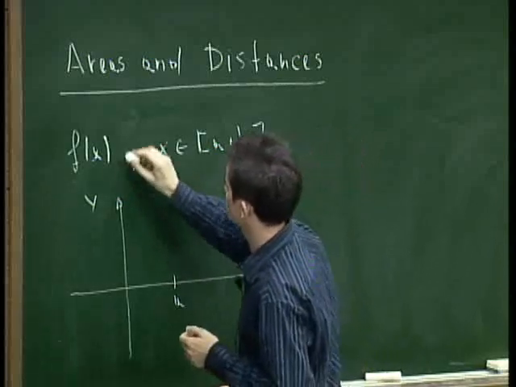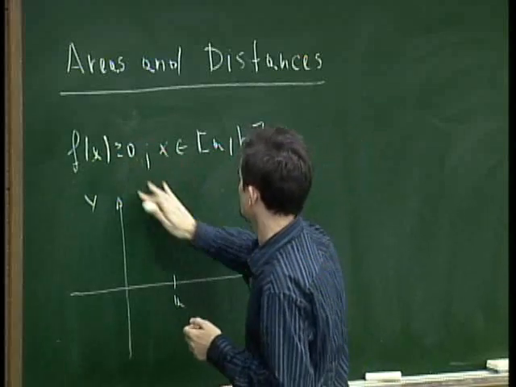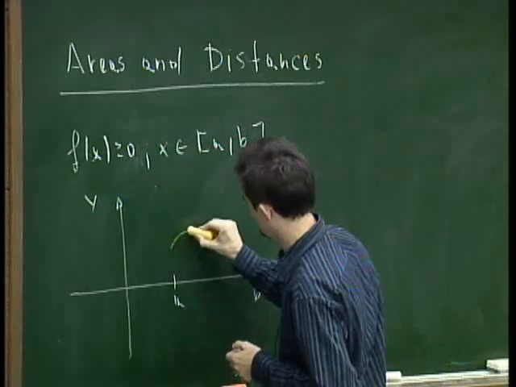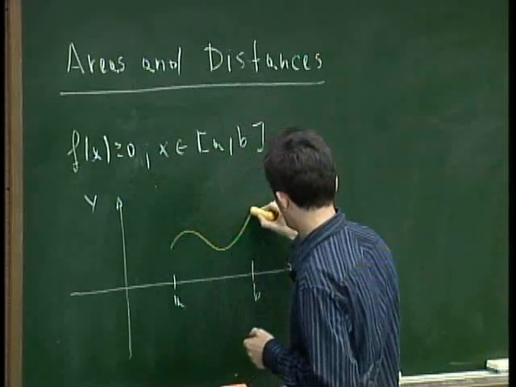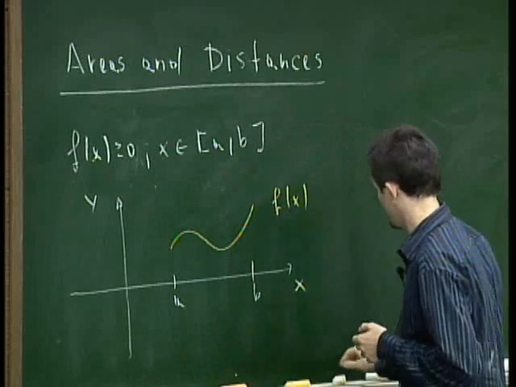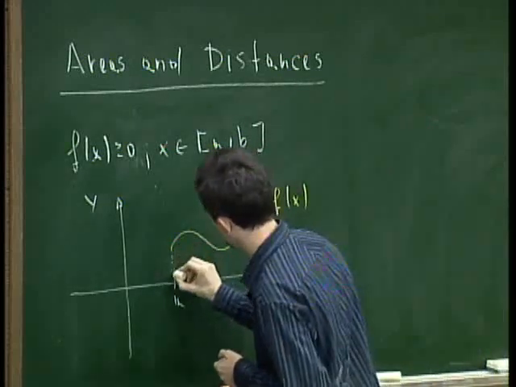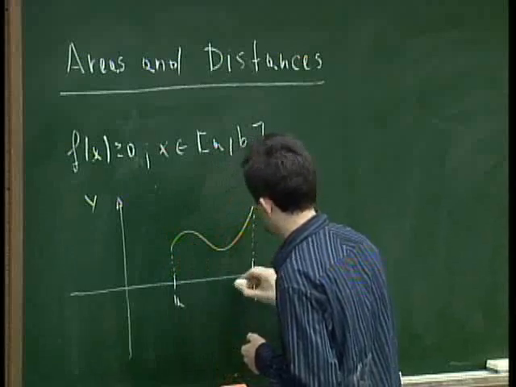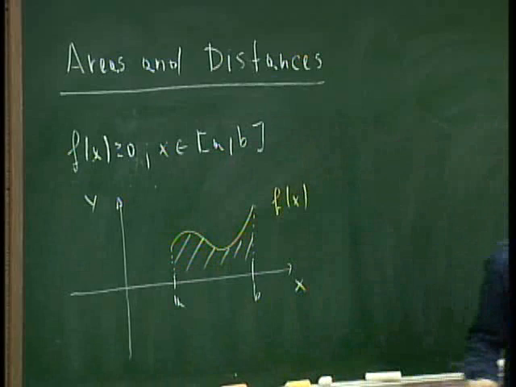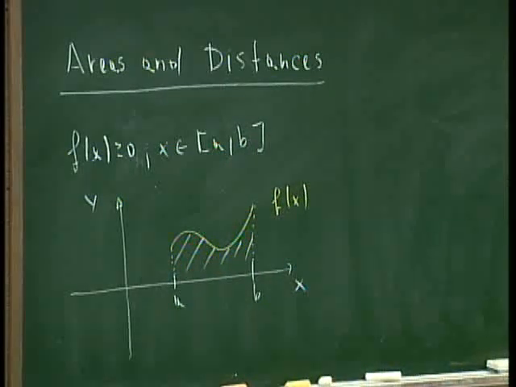We also assume that the function is larger or equal than 0. So, okay, let's say this is our function. You have already discussed this in high school. The question which we want to solve is, how to find the area below the function and above the x-axis.